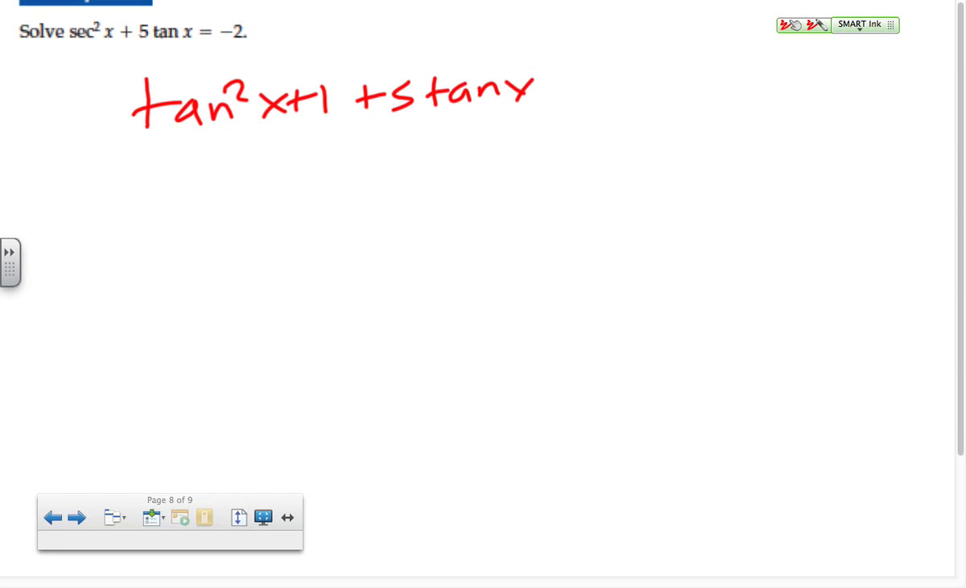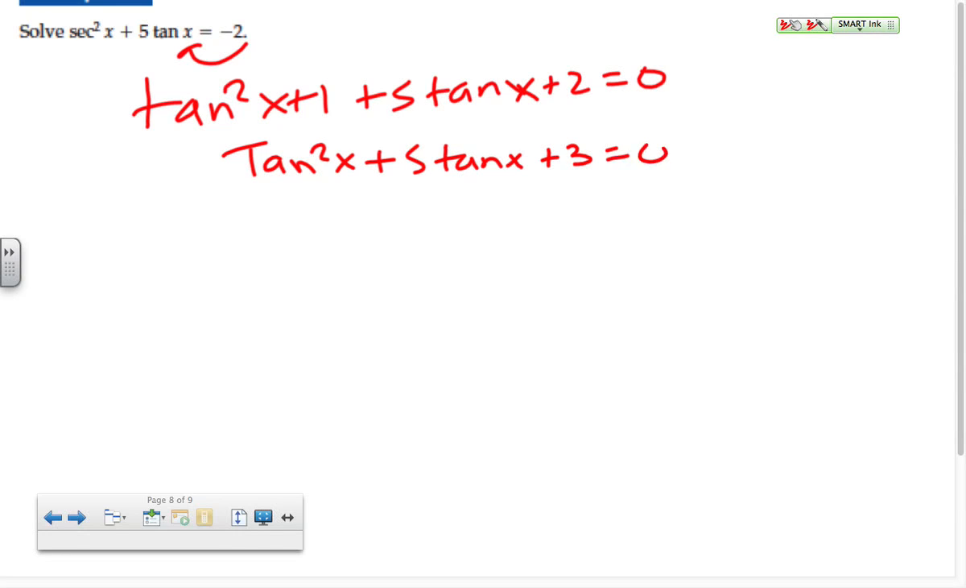I'm going to do one more step here. I'm going to move this 2 over here, plus 2 equals 0. Simplify really quick: tangent squared x plus 5 tangent x plus 3 equals 0.